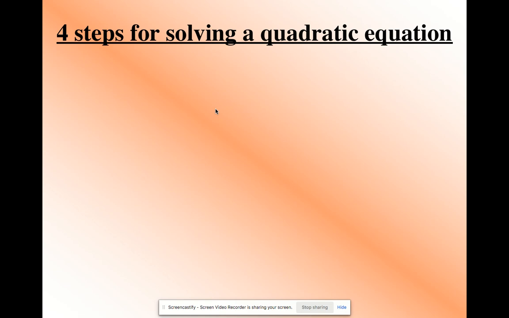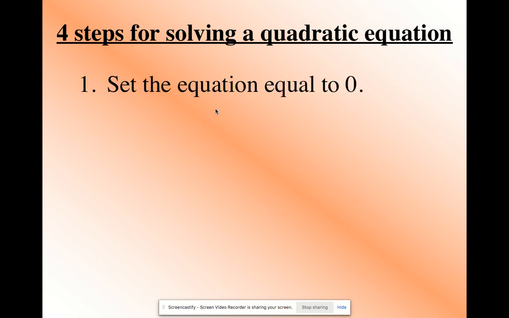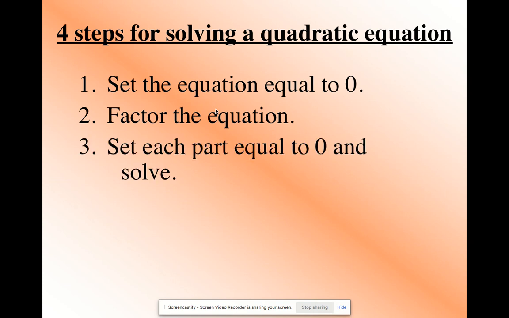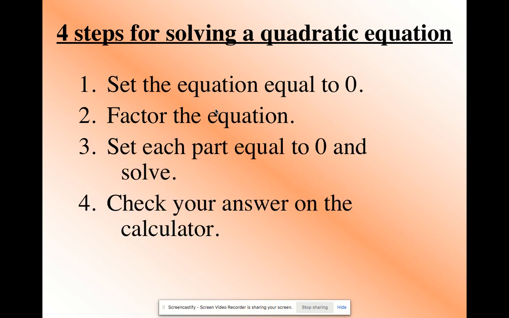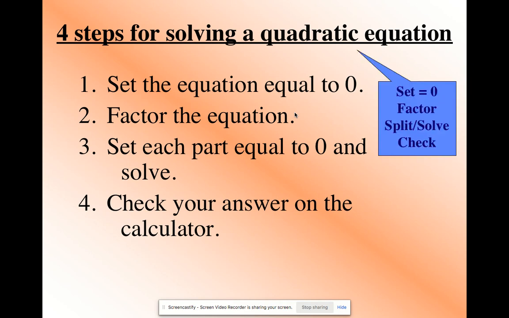So, 4 steps of solving a quadratic equation. Step 1, set the equation equal to 0. Step 2, factor the equation. Step 3, set each part equal to 0 and solve. Step 4, check your answers on the calculator. So we can always check our answers, right? If we know what x is, we can go ahead and solve. But the biggest thing is that you have to make sure you set your equations equal to 0. If you have something on the right side, you have to bring it over to the other side so it equals 0. I'm going to show you some examples of what that looks like.